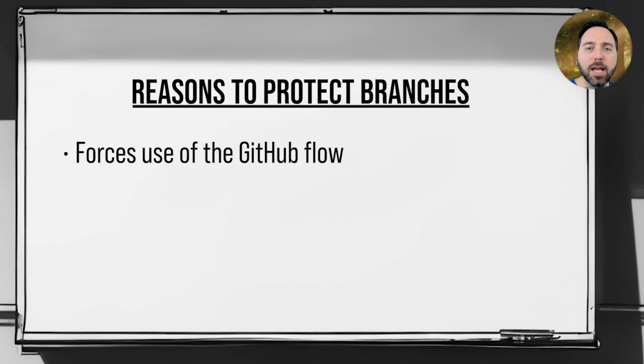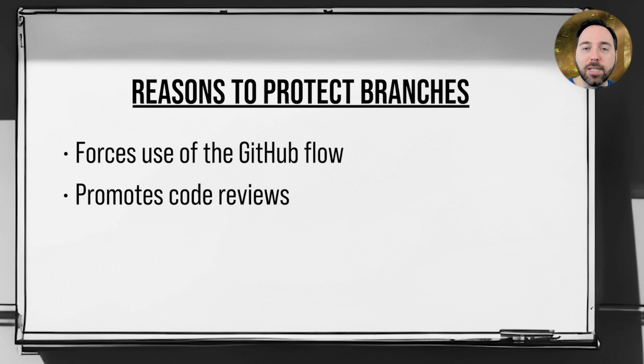The first reason is, it forces use of the GitHub flow. As a quick reminder, a key part of the GitHub flow is to create feature branches, make your code changes in those feature branches, and then create pull requests back to the primary branches. This ensures that your changes are isolated to a specific branch and that they won't affect other developers or end users until we merge them in.